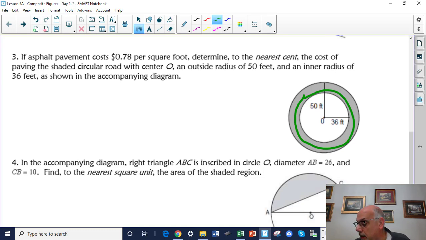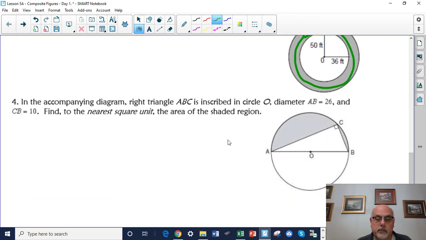All right. Number 4. If we look at number 4, the diameter AB is 26. And CB is 10. You have to find the area of the shaded region. So in order to do that, you have to find the area of half the circle, right? Because AB is the diameter. So you need to find the area of half the circle, subtract from it the area of that triangle.